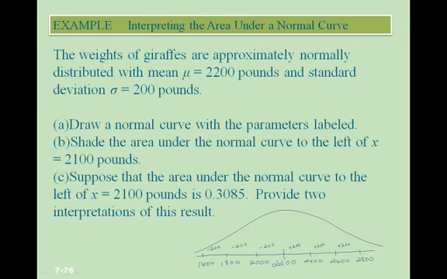Now we want to shade the area under the curve to the left of x equaling 2,100 pounds. So that's going to be exactly between 2,000 and 2,200. So we're about right here. That would be our 2,100. We want to shade to the left of it.